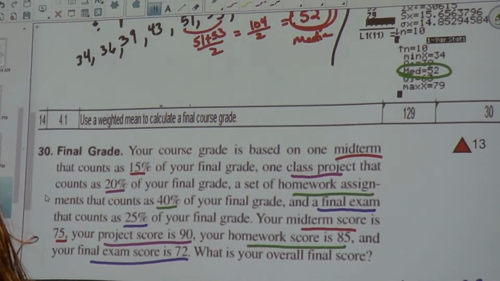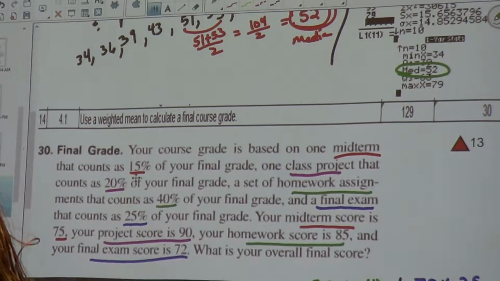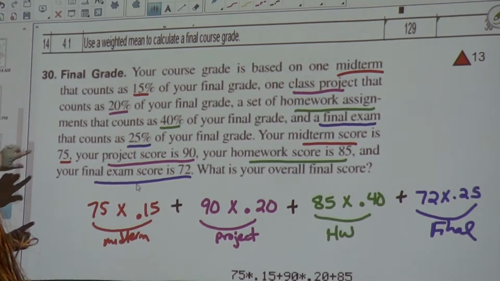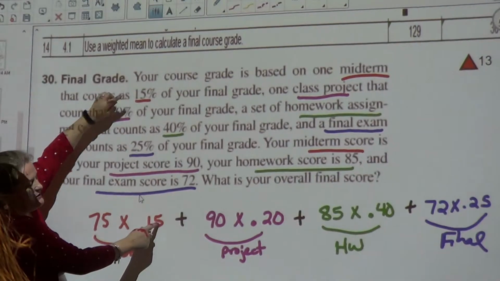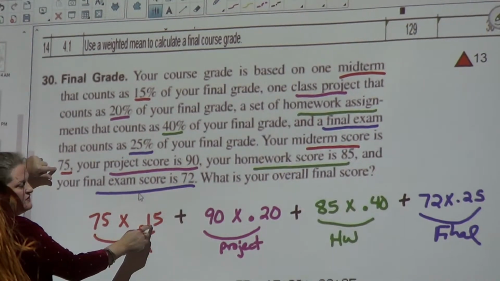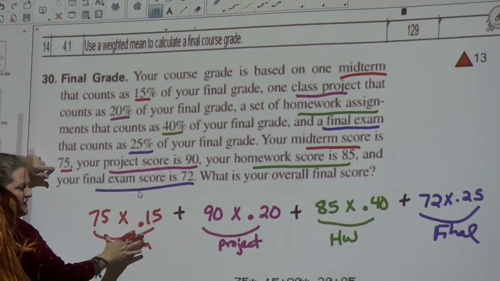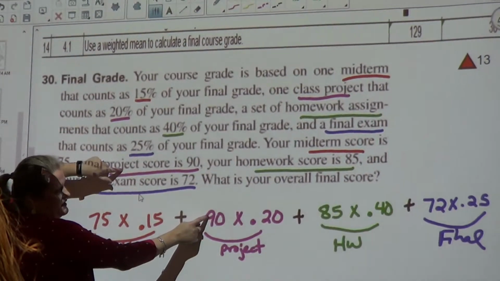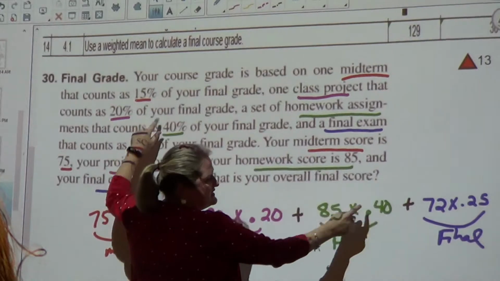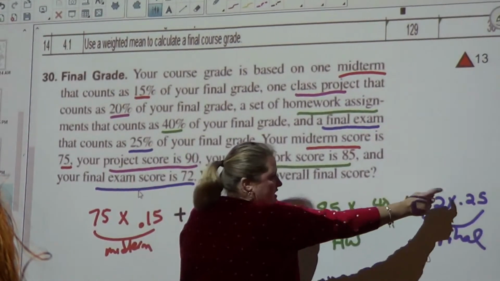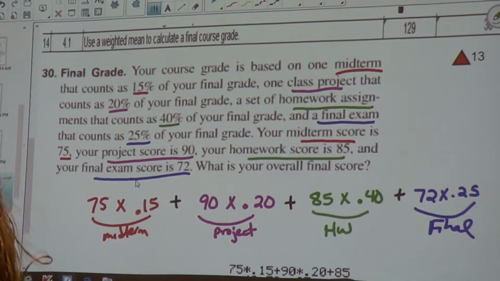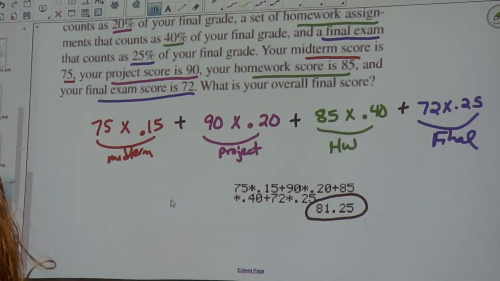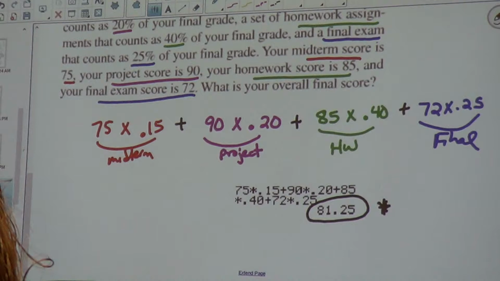So we are going to multiply the percentage, after we convert it, times the grade. So I made a 75 and it counted 15%. So 75 times 0.15, or you can reverse it, 0.15 times 75, doesn't matter. Then 20% times the grade, 40% times the grade, and 25% times the grade. And I typed it all into my calculator, and that told me what my final grade was.